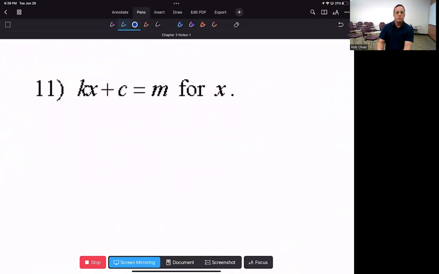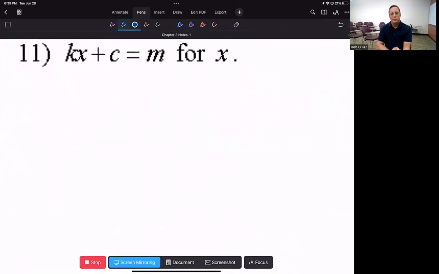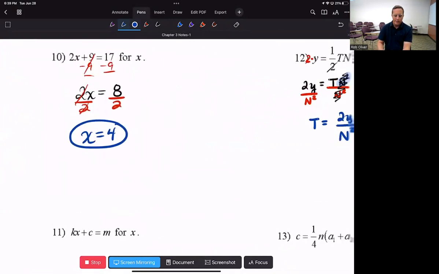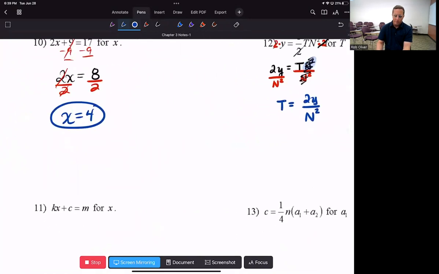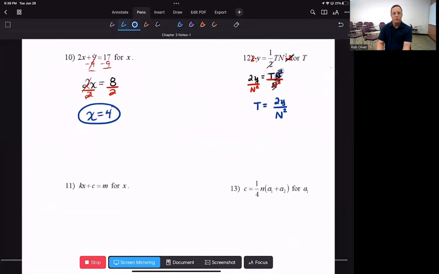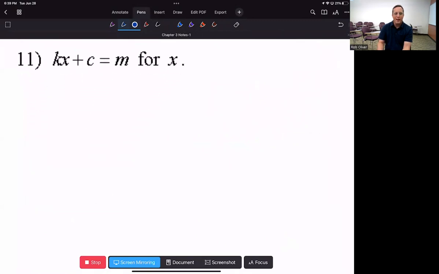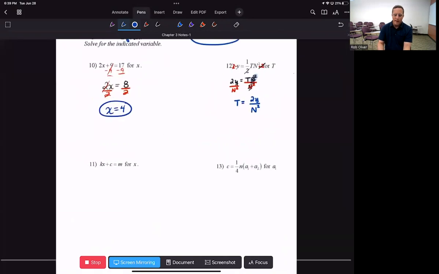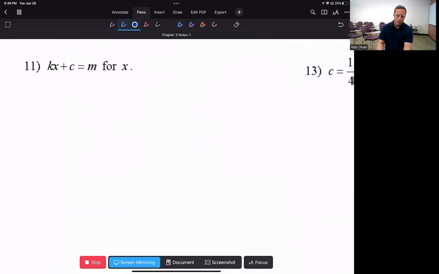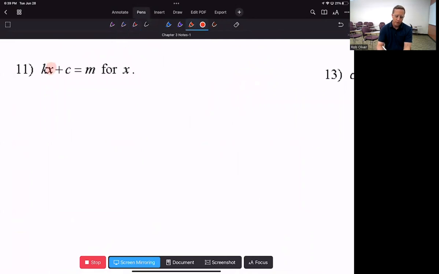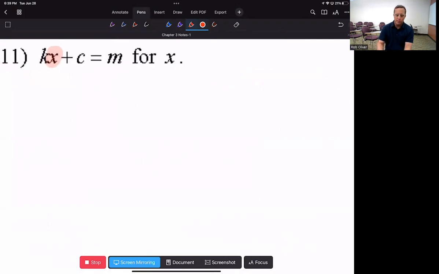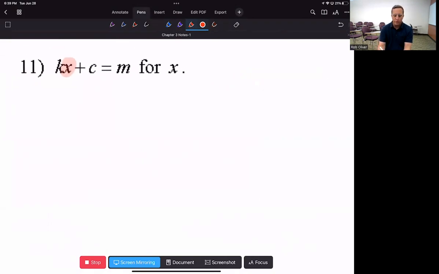Number 11, we're solving for x. Number 11 is very much like number 10, except for the fact we don't have any numbers in there. We just have letters, but we're going to move everything around just like we did on number 10. We want to get x by itself, and it's very important that you do these steps in the right order. Order does matter with inverse operations.